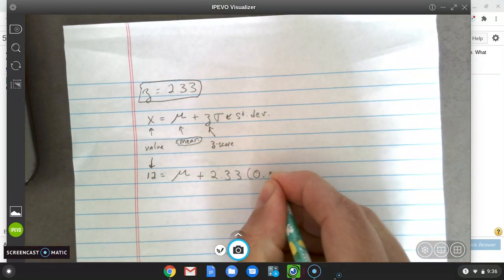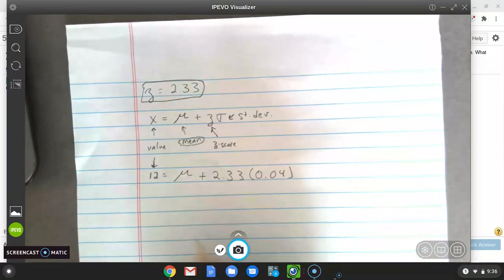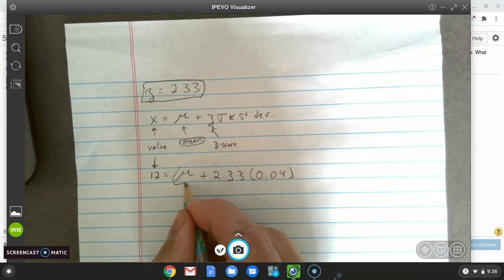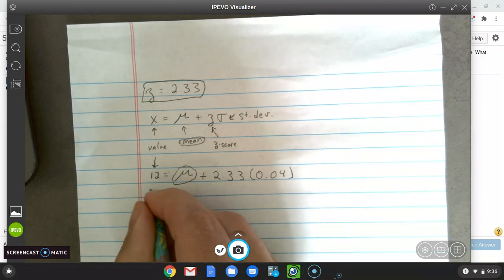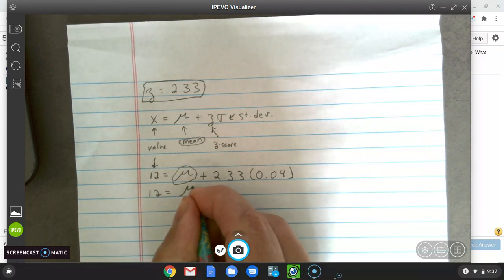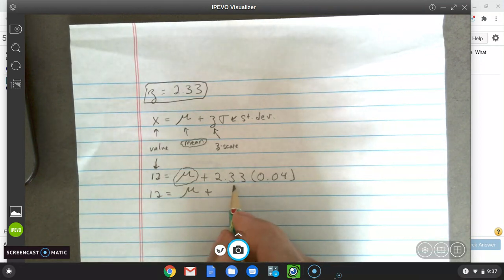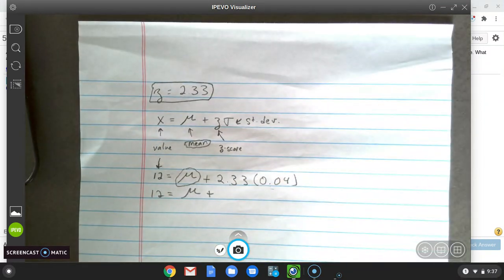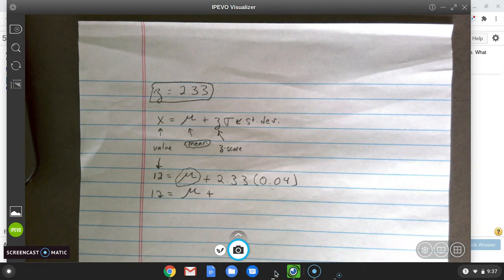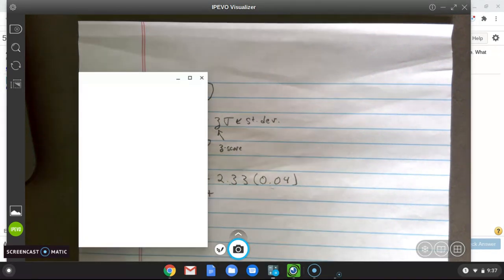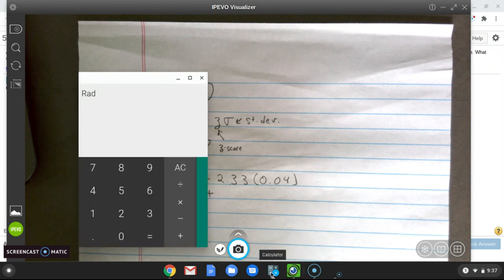Times 0.04. And now we've got to find out what that mu value is. So let's go ahead and do that. We'll clean up our equation a little bit. We'll find out what the product of those two values is. I'll just use my calculator app and get that. There we go.